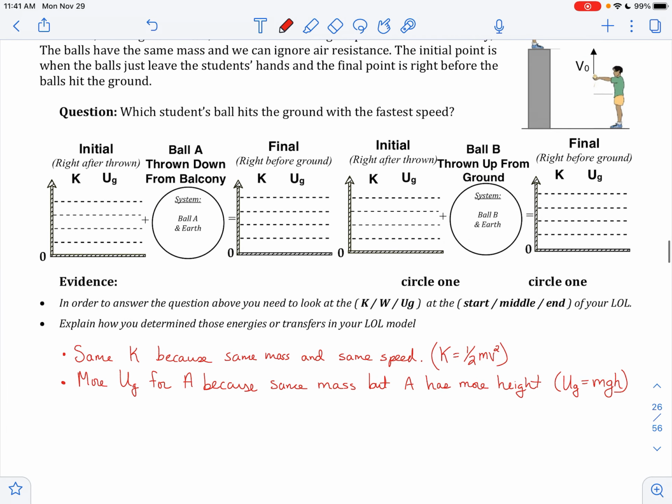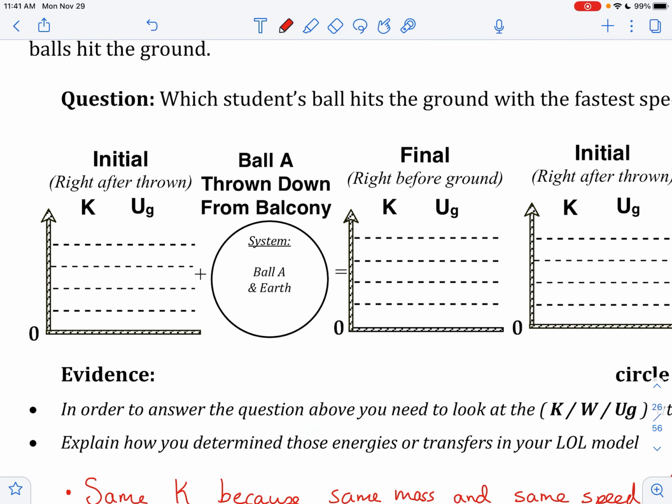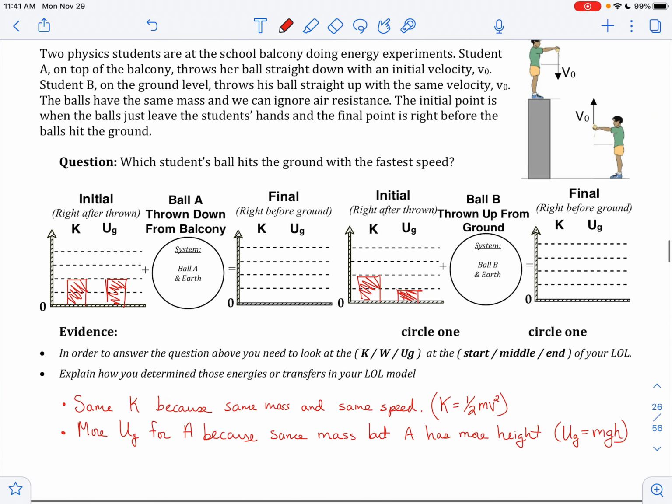So then let's draw that on our LOL. I'm going to say they're each going to have 2 blocks of K because they have the same mass and the same speed. And then we'll say the one on the left is higher up, so it's going to have 2 blocks of UG, and the one on the right is lower, so it only has 1 block of UG. Okay? So that's our L initial.